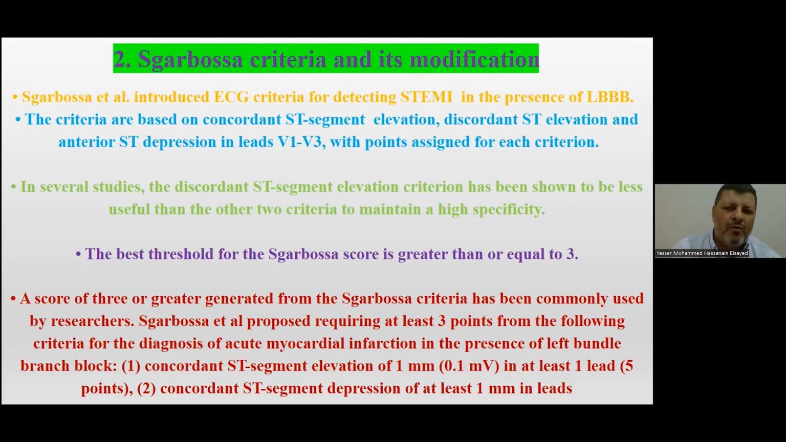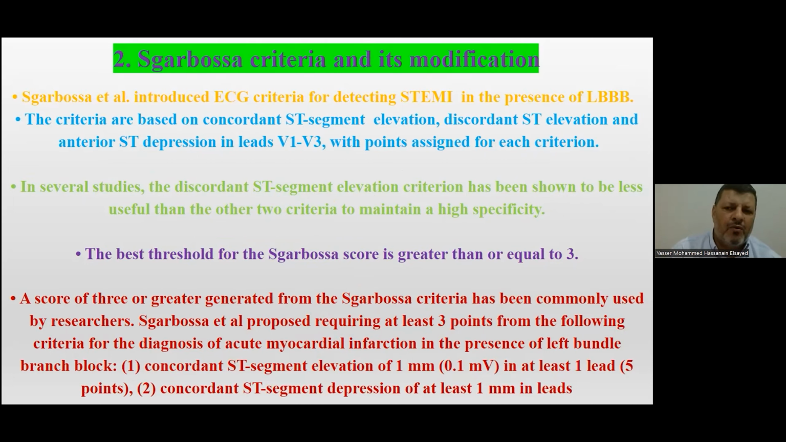Let us understand the Sgarbossa criteria. Sgarbossa et al. introduced the ECG criteria for detection of STEMI in the presence of left bundle branch block. The criteria are based on concordant ST elevation, discordant ST elevation, and anterior ST depression in leads V1, 2, 3, with points assigned for each criterion. In several studies, the discordant ST segment elevation criterion has been shown to be less useful than the other two criteria, which have high specificity.